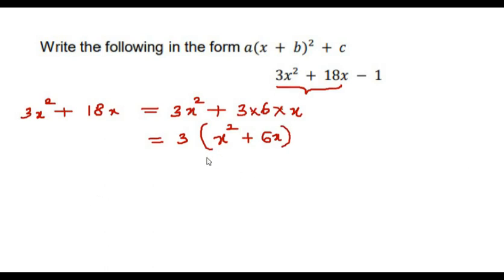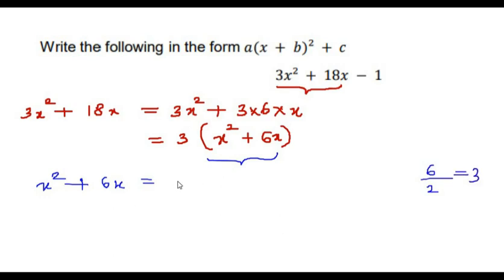Next we are going to take the x square plus 6x term. So let us take only the bracket terms, x square plus 6x. And as we know, we have to divide the x coefficient by 2 again. So we get it as a 3.